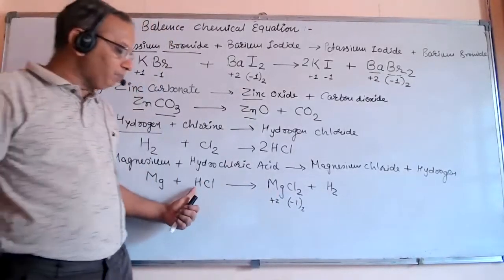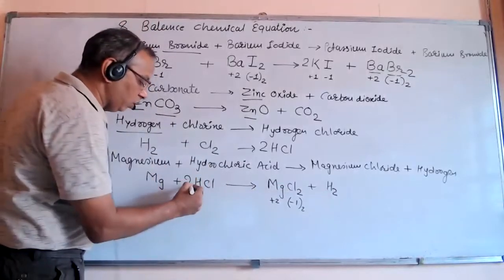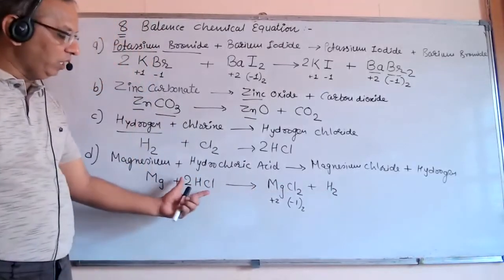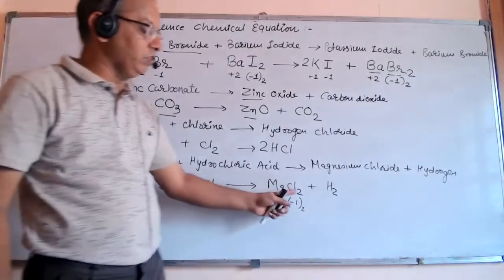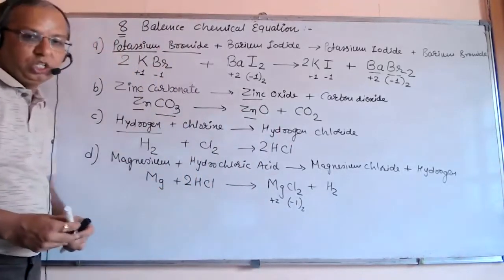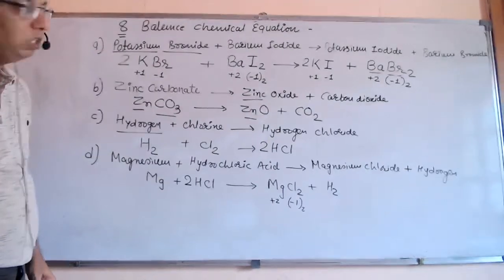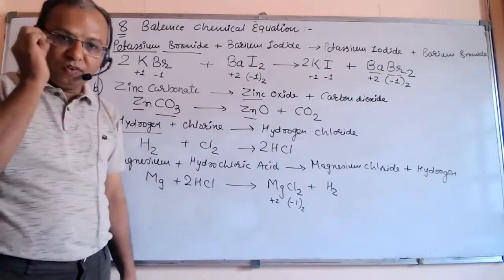Hydrogen is on left side only one, whereas two on right side. So we should write here 2. Chlorine, now you can check, is 2Cl and Cl2, it's balanced. So this is all about question number 8. Friends, next question, question number 9. Let's go for it.